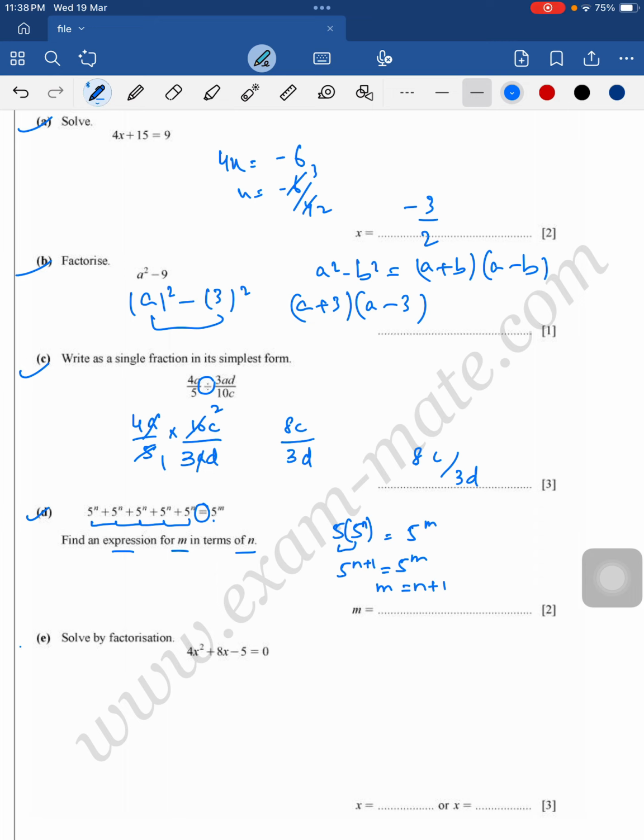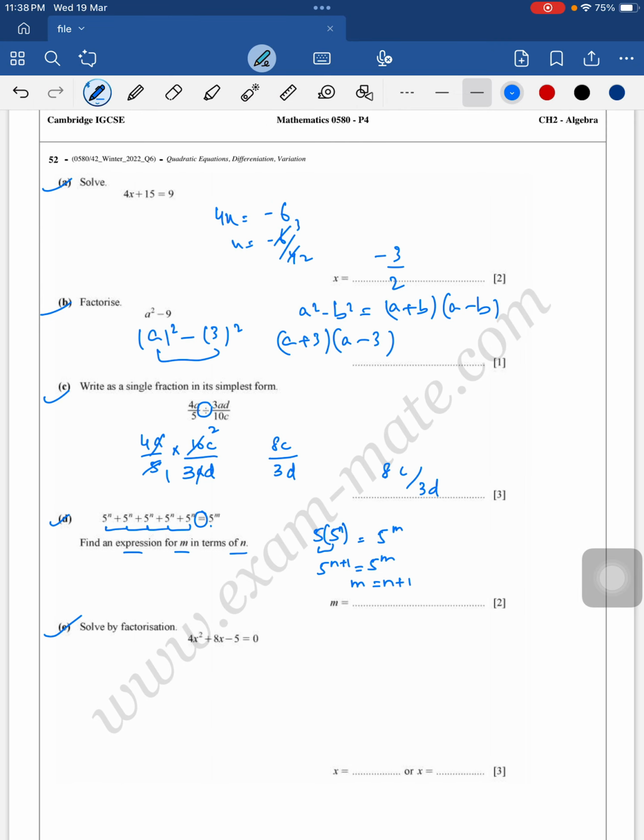Clear? Okay, part E, solve by factorization. We have 4x squared plus 8x minus 5 is equal to 0. So again, breaking the middle term, 5 into 4 is 20. I need to get the factors of 20 from which the middle term should be formed. That is, we should get 8 out of these two terms. So 10 into 2, I guess, yes, 10 into 2 will work. 4x squared plus 10x minus 2x. So 10x minus 2x is 8x, then minus 5.